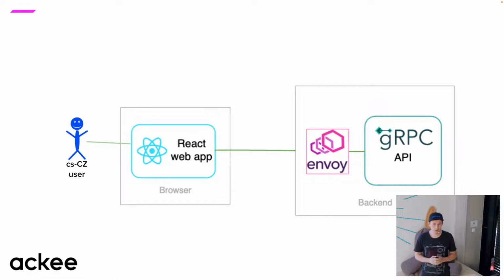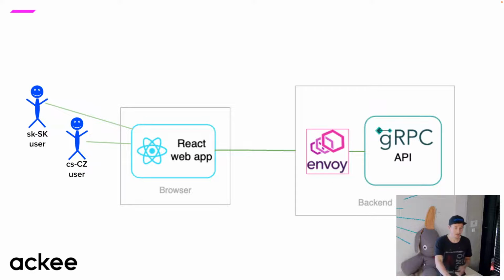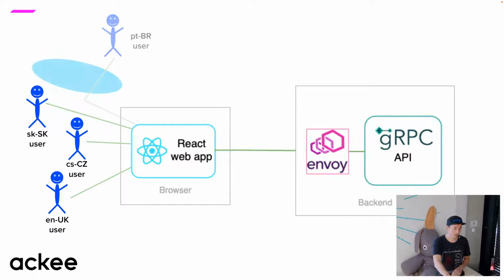You can see there's some happy user from Czech that comes to the application and fetches data from backend. As Martin mentioned, there's some Envoy proxy, doesn't matter now. And we are adding another region, so we add a Slovakian region and another happy user. There are also happy users from United Kingdom, hopefully. And also, we need to add a Brazilian region. You can see the user is happy, but he shouldn't be.